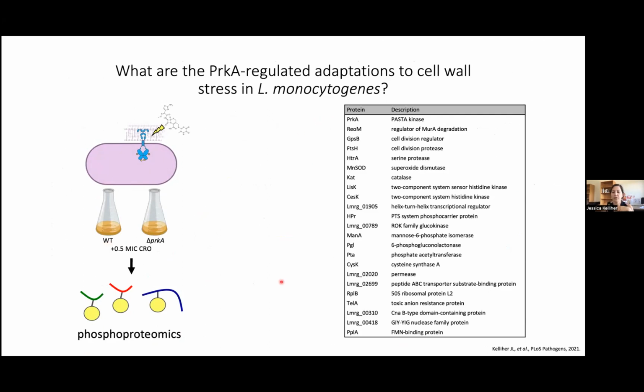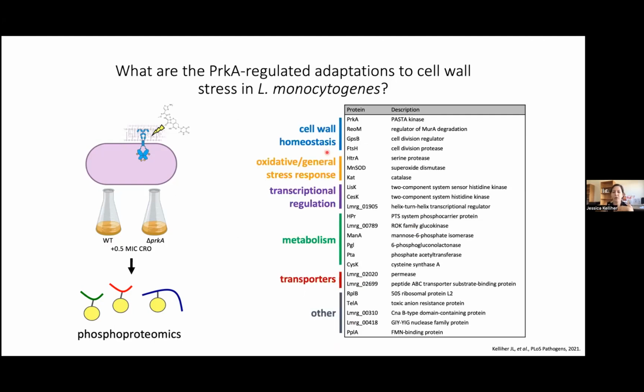And we found that PERK-A phosphorylates 23 proteins, and I don't want you to read this list or memorize it, but I do just want to point out that these PERK-A substrates are involved in diverse processes, from maintaining the cell wall to oxidative stress response, metabolism, and more, really consistent with the idea that PERK-A is a global regulator of physiology in response to cell wall stress.